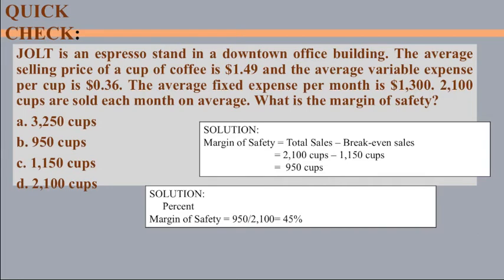A. 3,250 cups. B. 950 cups. C. 1,150 cups. D.